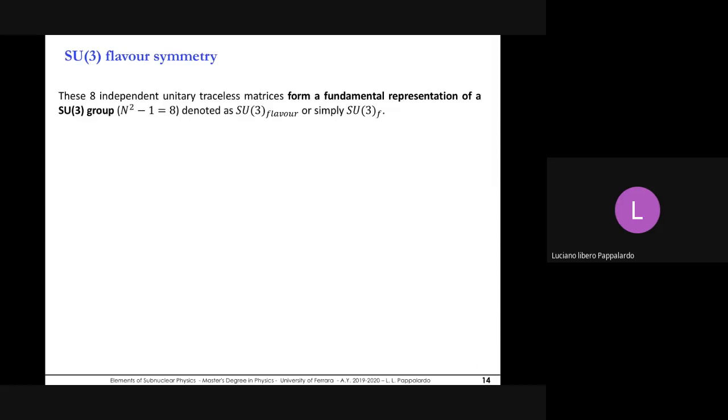Now, these 8 independent unitary traceless matrices form a fundamental representation of the SU(3) group, much like the Pauli matrices form a fundamental representation of the SU(2) group, as we have studied. Now, the dimension of the group is 8 because it is n squared minus 1, as we studied in general. And this symmetry is called the flavor symmetry, so it is denoted as SU(3) flavor or simply SU(3)_F.